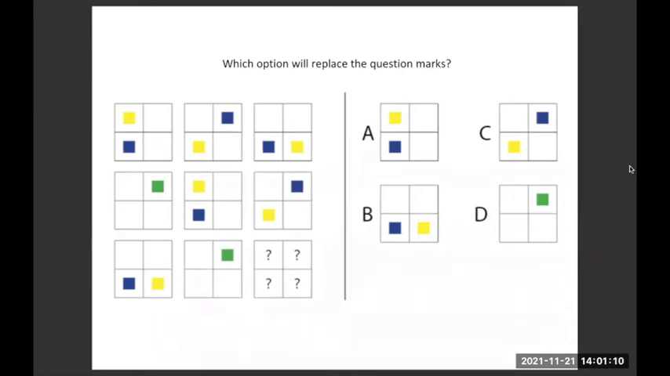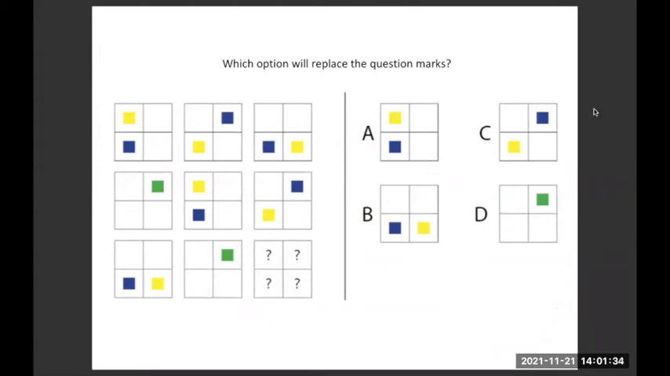Yes, Sachi, your answer is correct. Swati, please check your answer. Radhika, your answer is correct. Avni, Roshank, your answers are correct. Mauni, your answer is correct. Aneri, please check your answer.